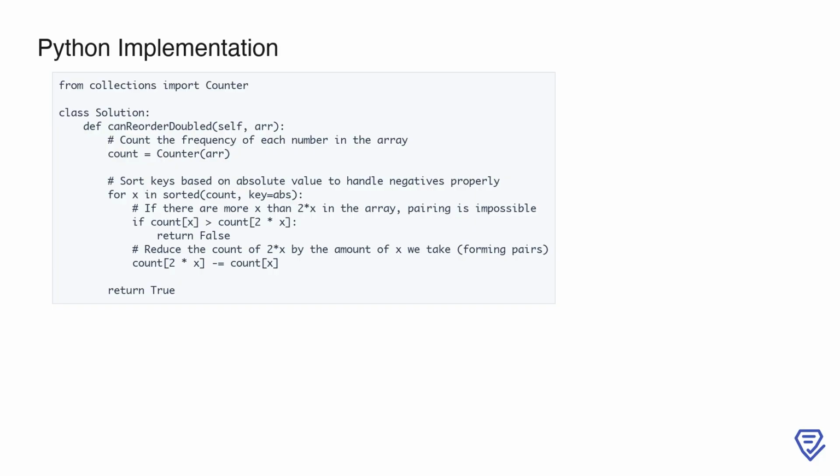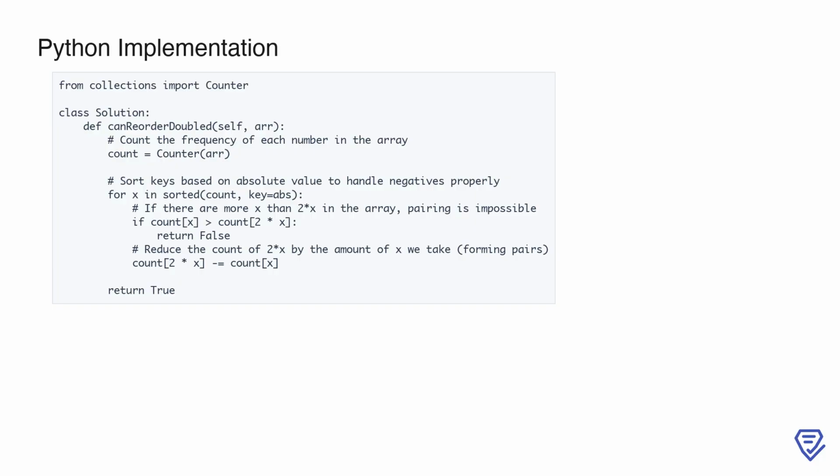2. Counting frequencies. The Counter object is created to store the frequency of each number in the array. This helps us track how many of each number are available to form pairs. 3. Sorting keys by absolute value. The keys of the counter are sorted based on their absolute values. This step is critical for handling negative numbers correctly. Sorting ensures that smaller absolute values are processed first, which prevents mismatches when pairing numbers.